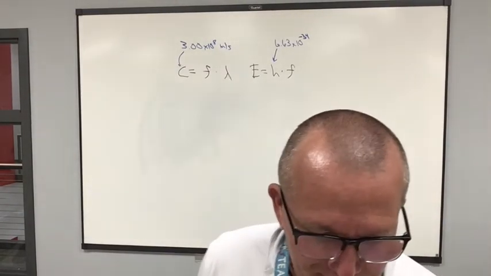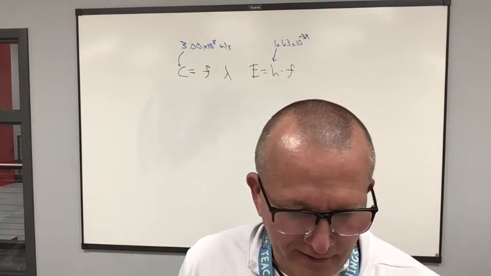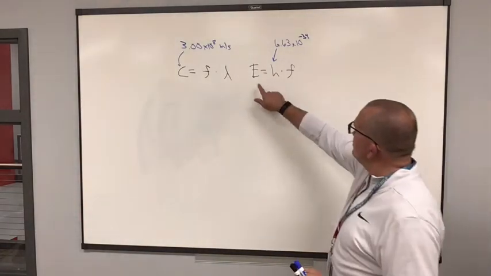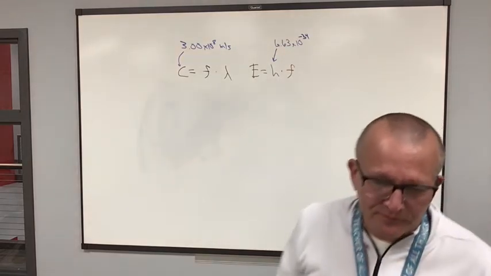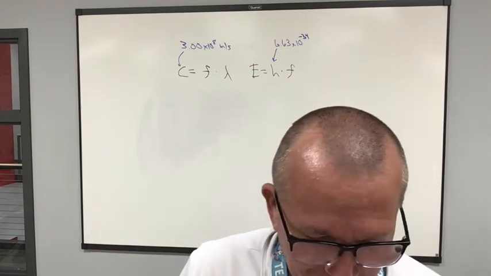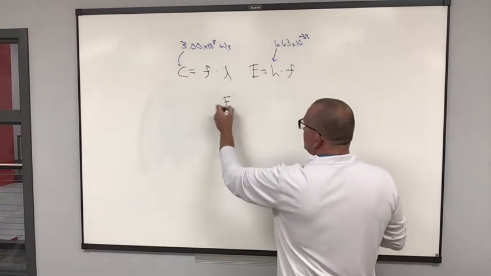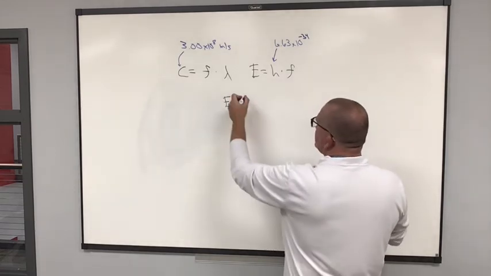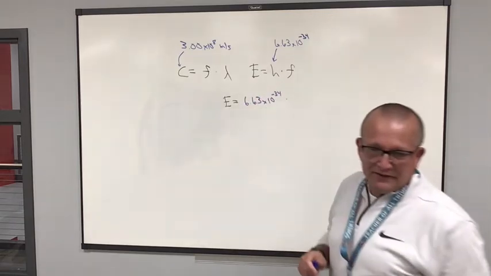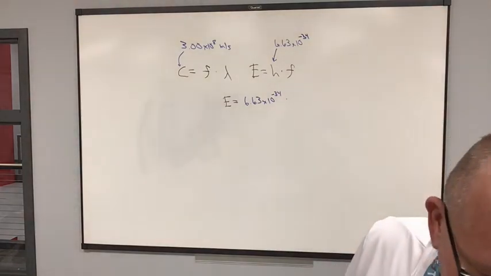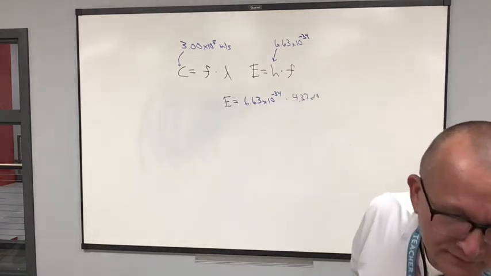All right, red light of frequency 4.37 times 10 to the 14th hertz is required to excite a certain electron. What energy did the electron gain from the light? If we're talking energy, we're talking this equation, E equals Planck's constant times frequency. I know frequency, so I just want to find energy. So it's pretty much substitution. My energy equals Planck's constant, 6.63 times 10 to the negative 34, multiplied by the frequency provided, which is 4.37 times 10 to the 14th.